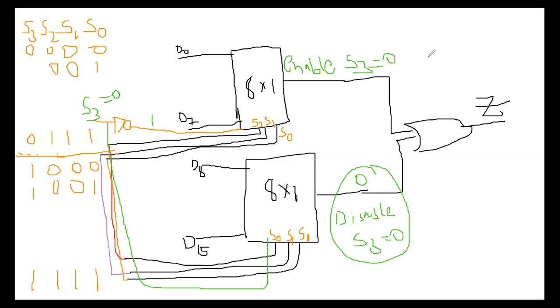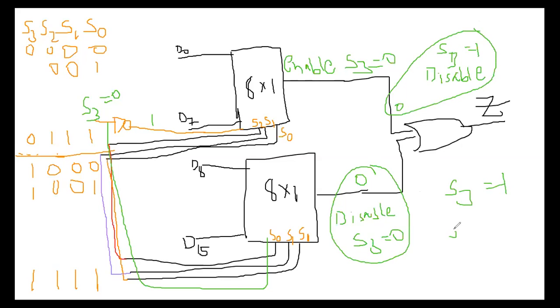Now when I am selecting S3 is equal to 1, this one is a disable now. The first one is disabled, and the output is always 0 in this condition. And now here it is enable. When S3 is equal to 1, the second 8x1 MUX is enabled.